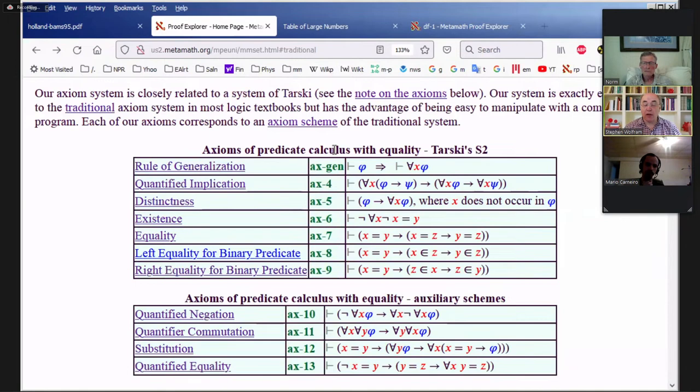And a question would be, how should we think about, well, here's another view of this. So in MetaMath, I think you guys have built a big library of hundreds of thousands of statements of mathematics, represented in the syntax of MetaMath. Now, here's a basic question.